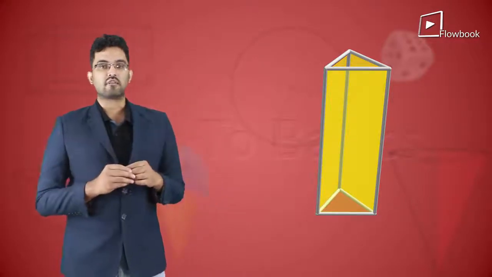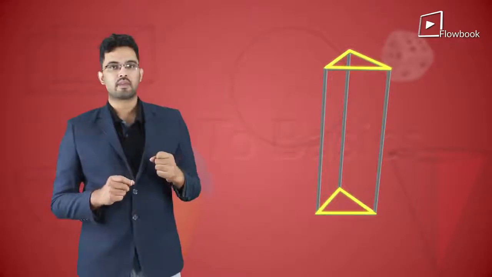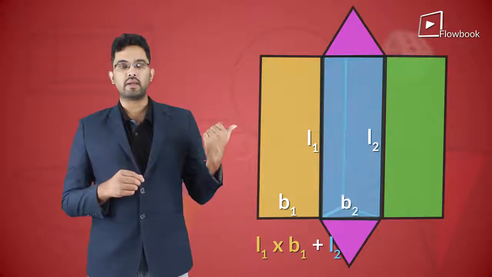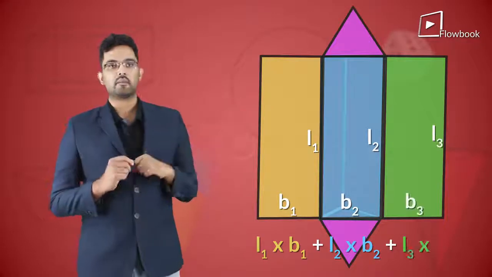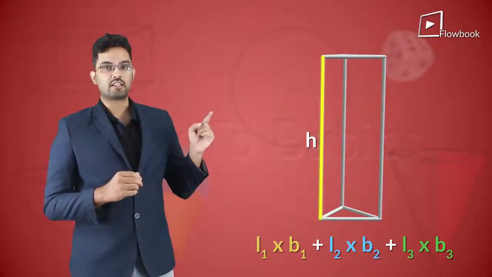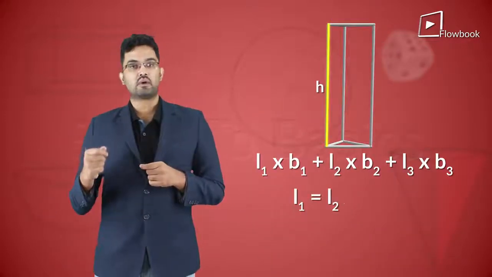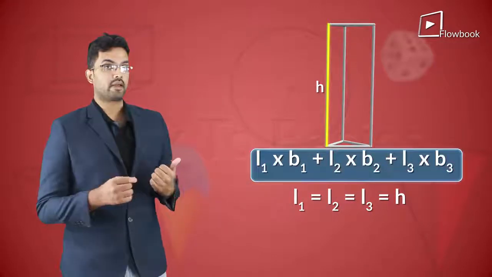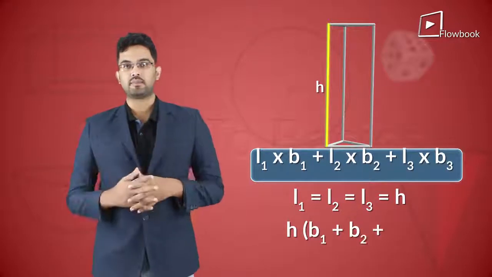So, what do you think will be the lateral surface area? Simple, right? It's going to be the sum of surface areas of all these faces excluding the two bases. Therefore, it's going to be the area of this rectangle L1B1 plus this rectangle L2B2 and this one L3B3. Now, if we say that the height of this prism is h, then L1 equal to L2 equal to L3 will be nothing but h. Therefore, this will become h into (B1 plus B2 plus B3).